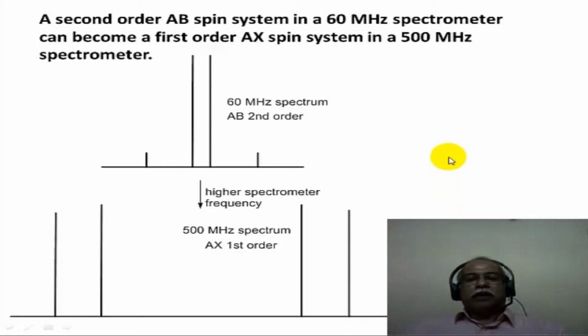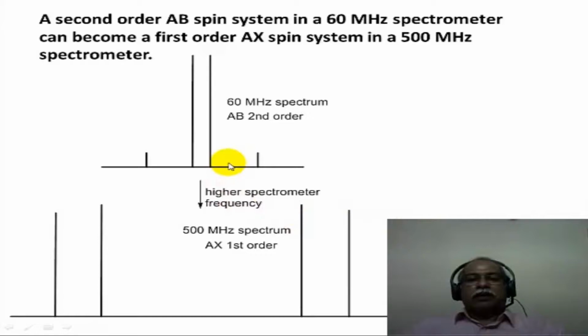Now what I mean is graphically represented in this particular slide. A second order AB spin system in a 60 MHz NMR spectrometer can easily become a first order AX spin system in a 500 MHz NMR spectrometer. From a visual inspection, one can say this is a second order spectrum because the inner lines are much taller than the outer lines. The intensities are not as one would expect for a doublet of a doublet. On the other hand, at a higher spectrometer frequency, this doublet has almost equal intensity and this doublet also has almost equal intensity.